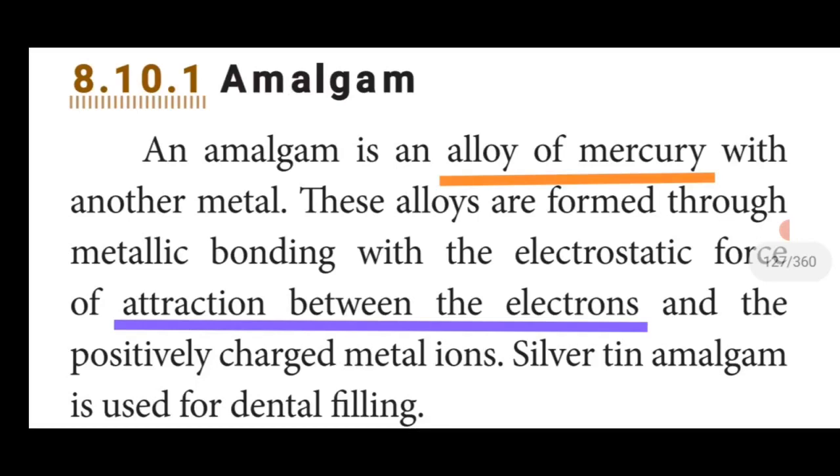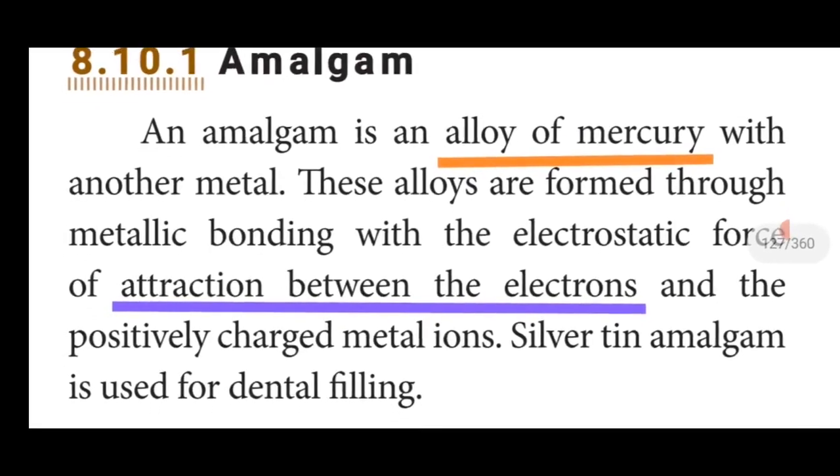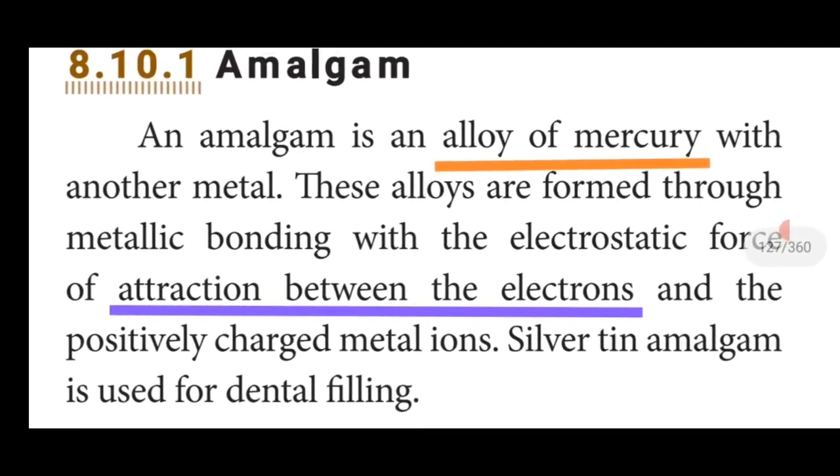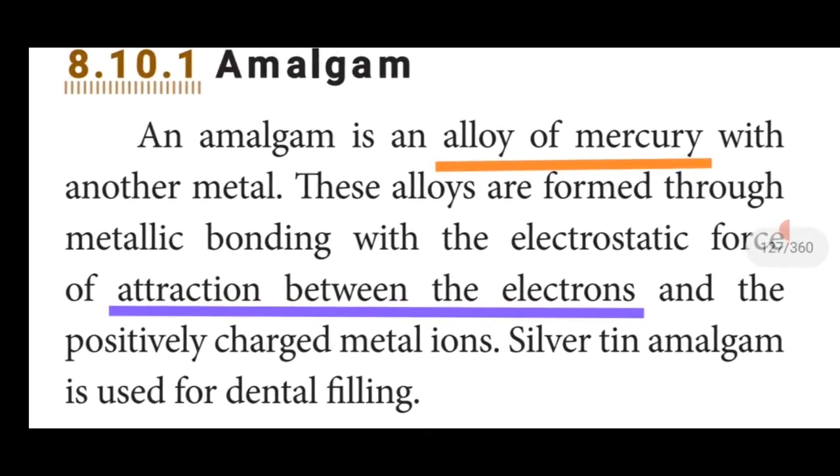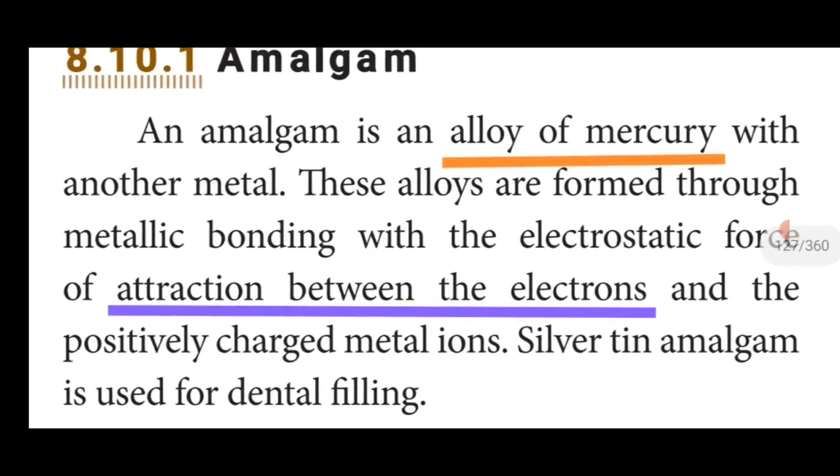The silver tin amalgam is used to fill tooth decay. What amalgam is used for dental filling? Silver tin amalgam. How are amalgams formed? An alloy of mercury with another metal is called an amalgam. The metallic bond is formed by electrostatic force between electrons and positively charged metal ions. One example of an amalgam is silver tin amalgam, used for dental filling.